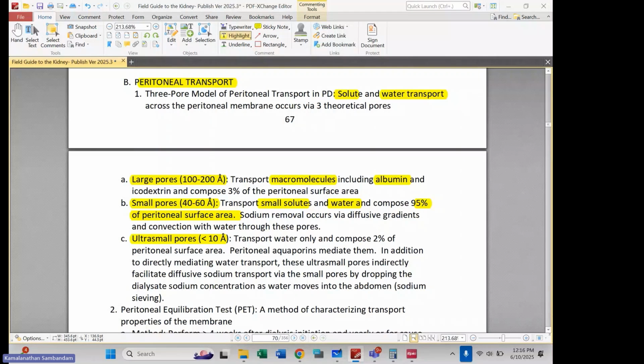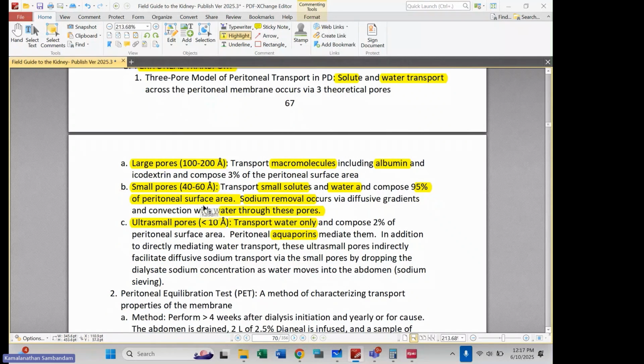And then you have these so-called ultra small pores, which are really only able to transport water. Okay, and that is a small amount of the total peritoneal membrane surface. It is felt that aquaporins, you have aquaporins throughout the body, not just in the distal nephron. You have differing aquaporins in various locations throughout the body. Peritoneal aquaporins mediate the flux of water into the peritoneal lumen. But again, the small pores also transport a significant amount of water. Okay.